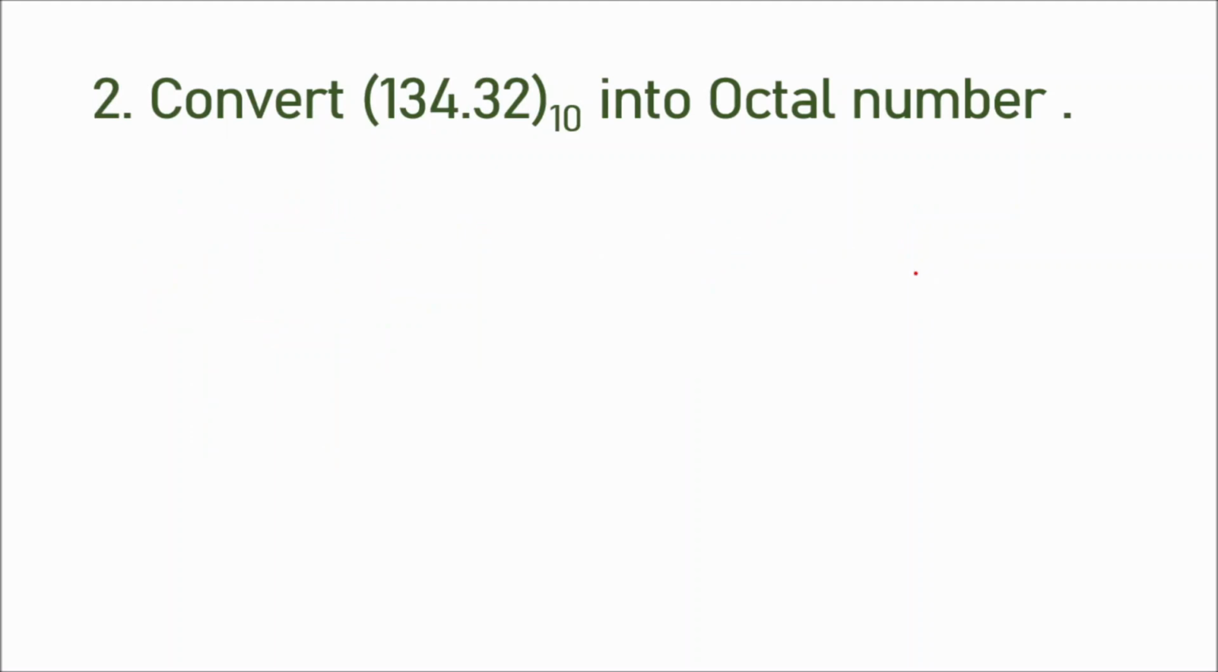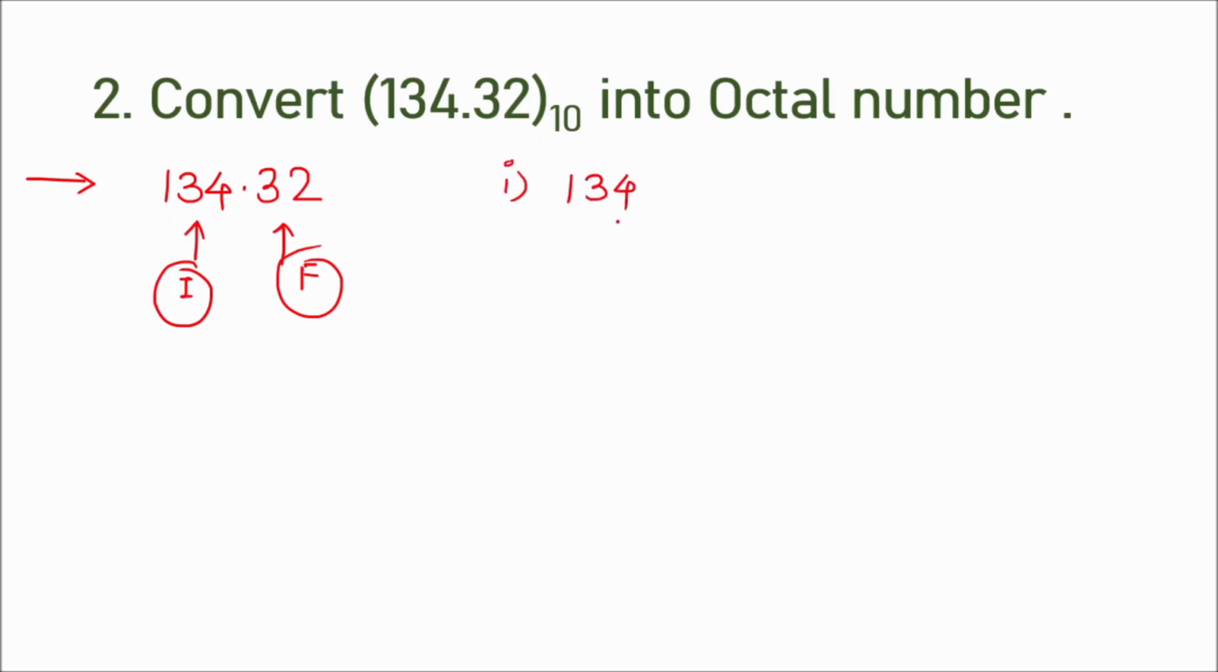Now here we will see how to convert the number which has fraction part as well as integer part into octal number. Now what you can do, first of all write down the number, that is 134.32. Here this is the integer part and this is the fraction part. So separately calculate for integer and separately calculate for the fraction. Now take first of all integer part. So it is 134.